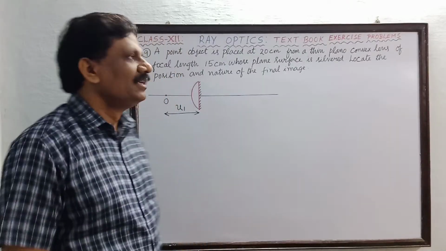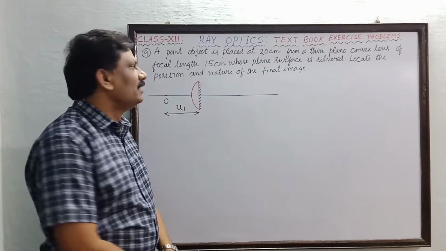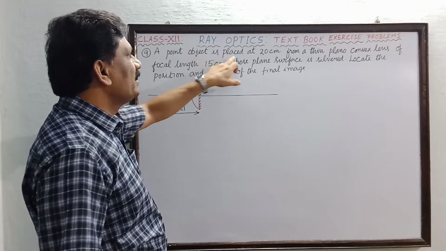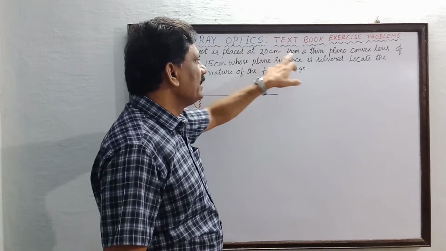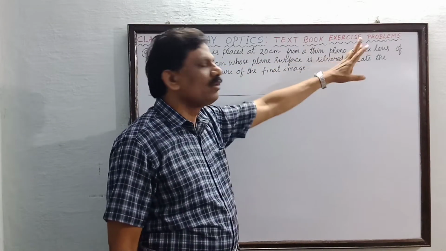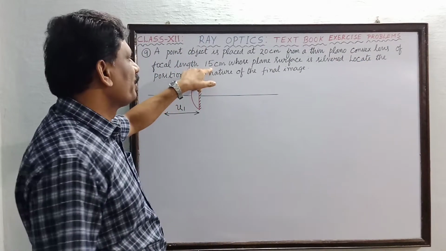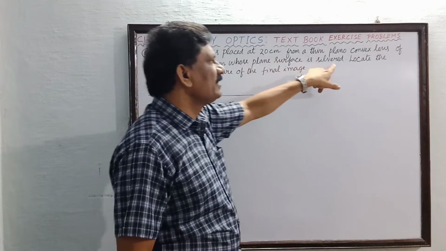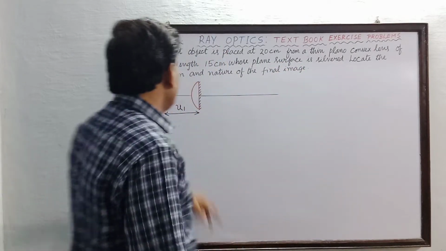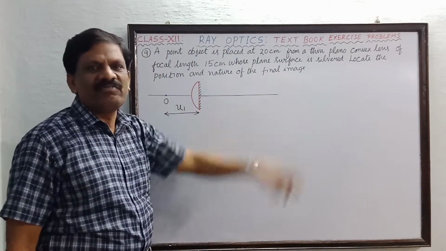Hi students, problem number 9. A point object is placed at 20 cm from a thin plano convex lens of focal length 15 cm, whose plane surface is silvered. Locate the position and the nature of the final image.